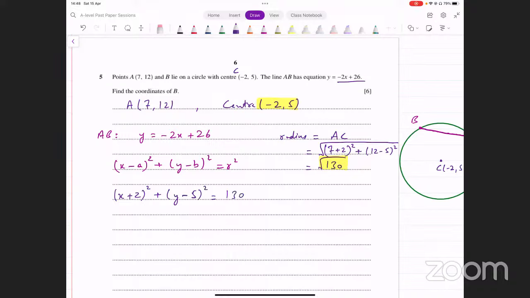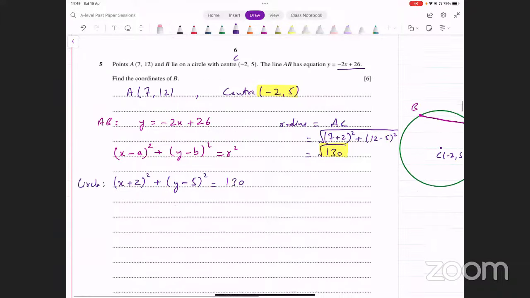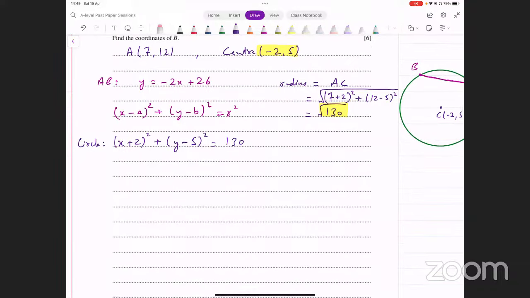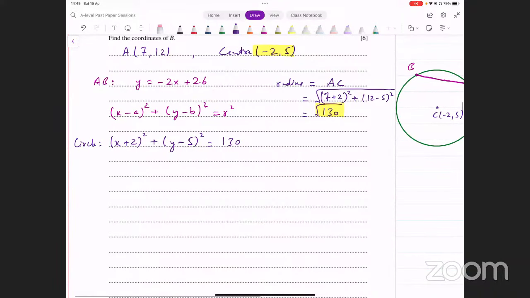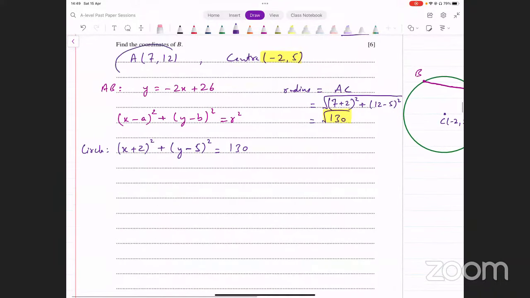That is the equation of the circle. ये आपके पास circle की equation आ गई. You have two equations, you just have to solve them simultaneously, and that is going to give you the coordinates of the points of intersection of these two graphs. Now you already know one of these points, you know the point A, आपको point B figure out करना है. तो हम solve करेंगे तो एक point तो आपको यही मिल जाएगा, दूसरा point आप figure out कर लेंगे.